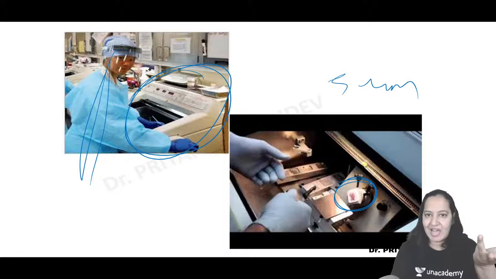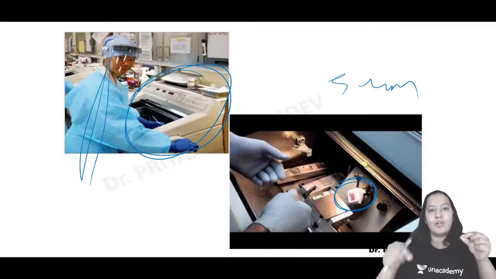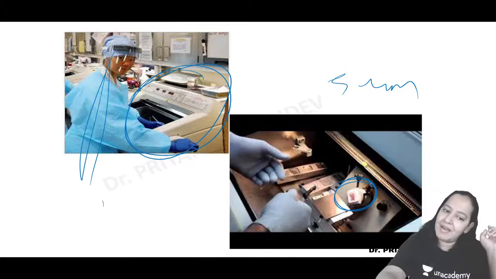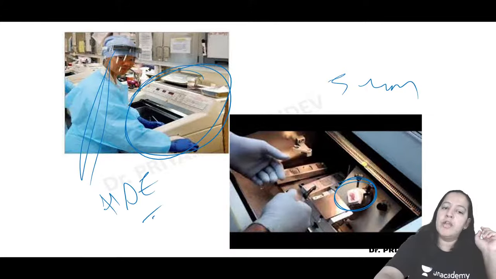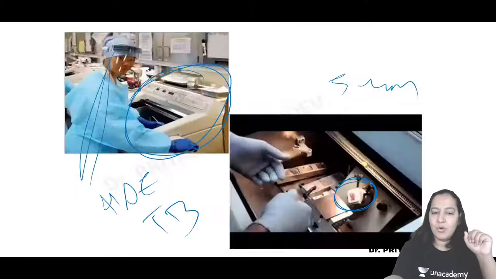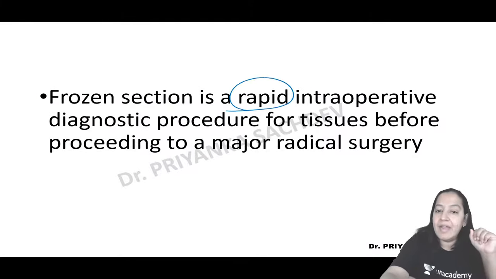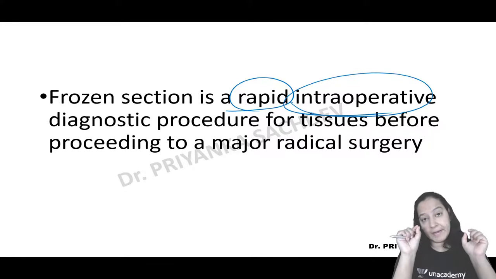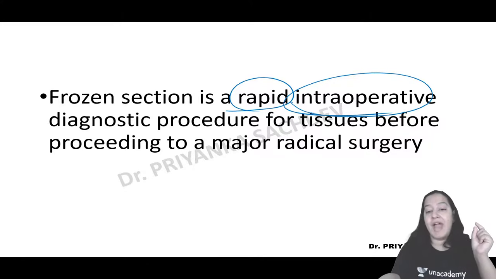You will take the ice section on a slide and you will stain it. Which staining will you do here? You can do H&E, or you can use toluidine blue also. So you can use another stain also, toluidine blue. And after that, you will do a rapid intraoperative diagnosis. That is the main motto behind doing a frozen section.